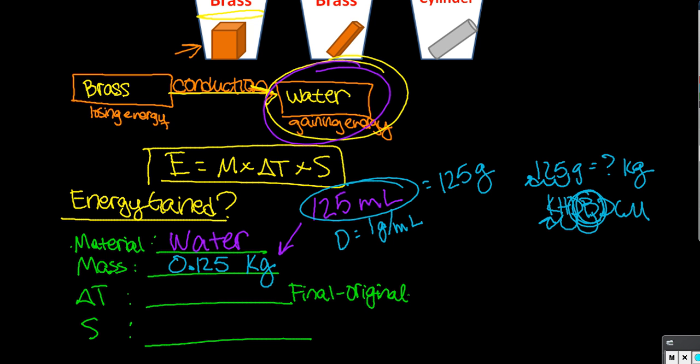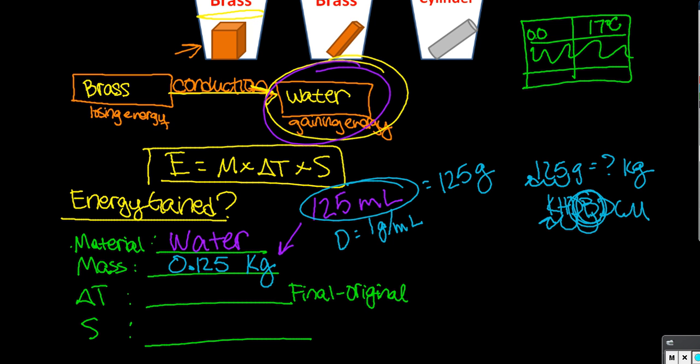So in your data table, you had your initial temperature. It should have been the same for all 3 cups. In mine, it was 17 degrees Celsius. And the final, after all this time in the middle, the final temperature for mine is 29.5.